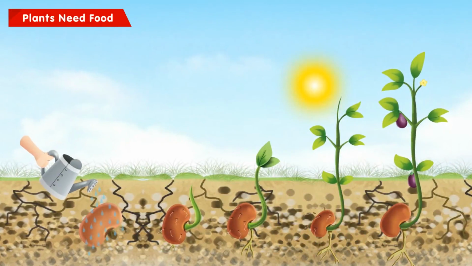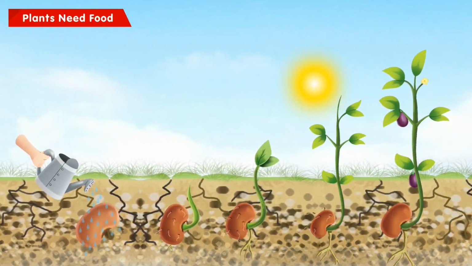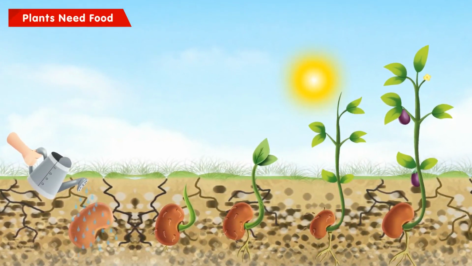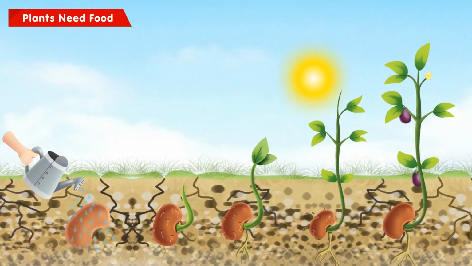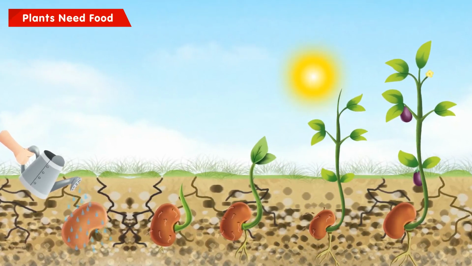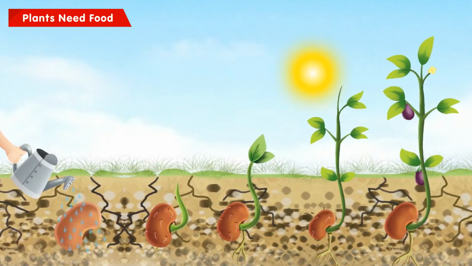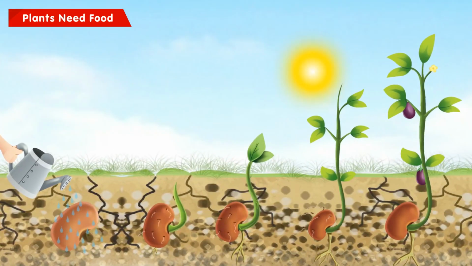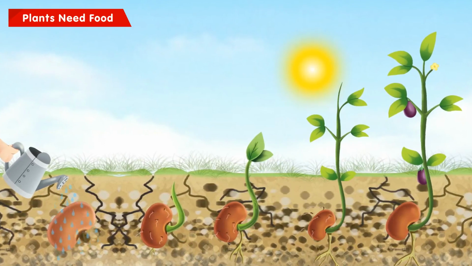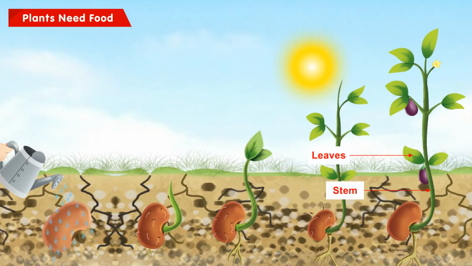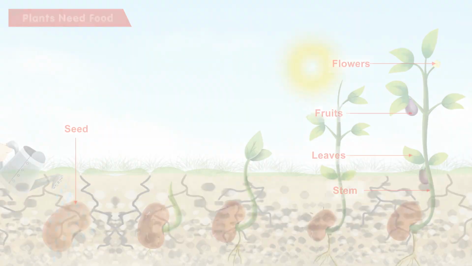Plants need food. Like us and other animals, plants also need food. Plants can prepare their food on their own. Leaves make food for the plants and hence, they are also called the kitchen of the plant. They use air, sunlight, and water to make food. The prepared food is carried by the stem to different parts of the plant. Food which is not used by the plant is stored in the stem, leaves, fruits, flowers, and seeds. These parts are eaten by humans and other animals.